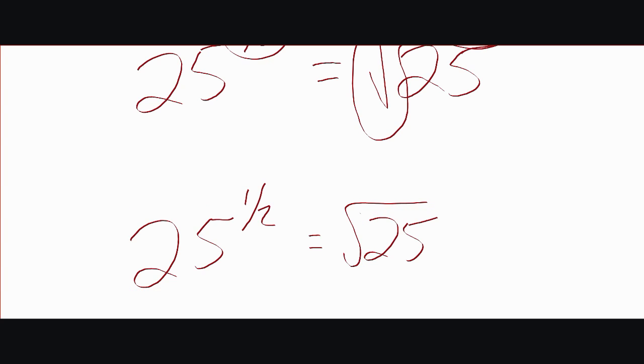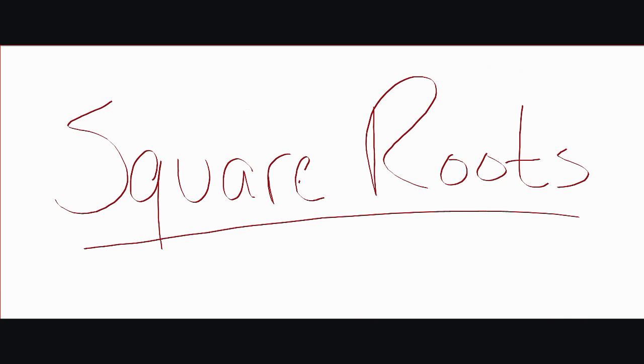What number times itself makes 25? The answer to that is going to be 5. 5 times 5 makes 25, or 5 squared makes 25. So when we're looking at square roots, we're actually looking at specifically these guys right here. Maybe like the square root of 100. What number times itself, or what number squared makes 100? The answer to that is 10.